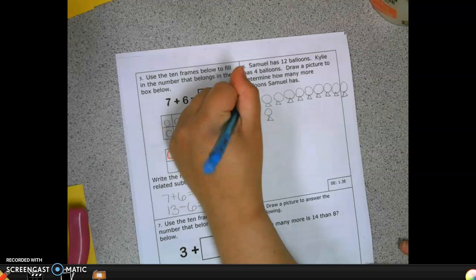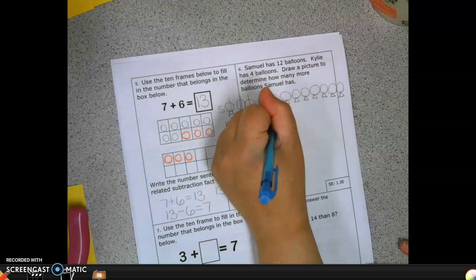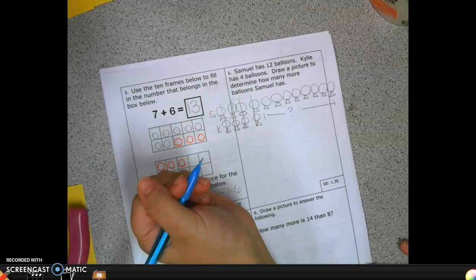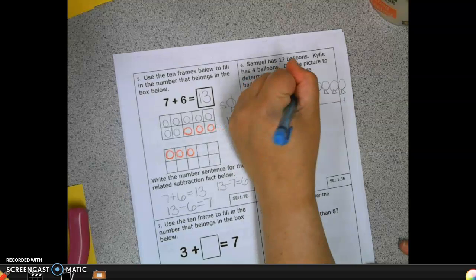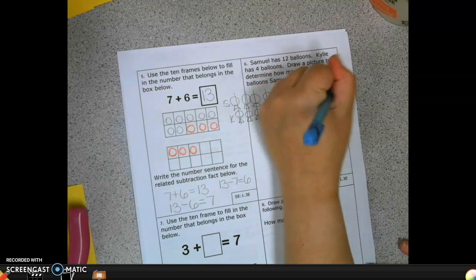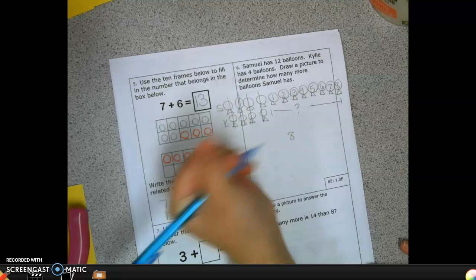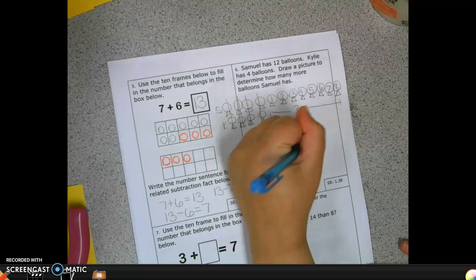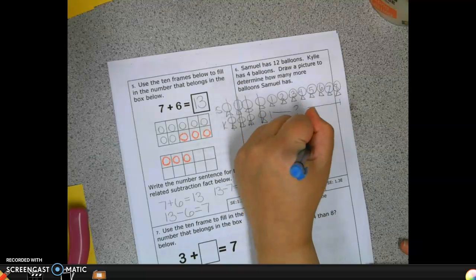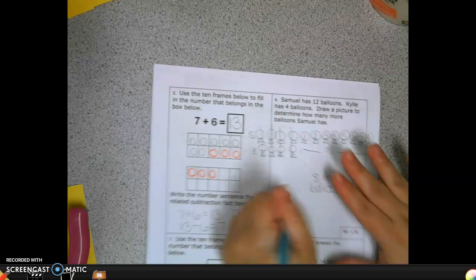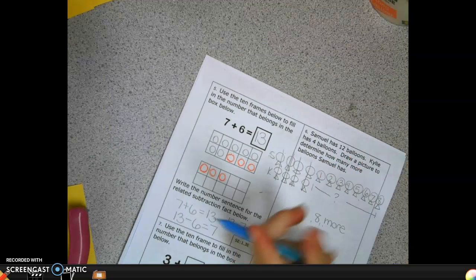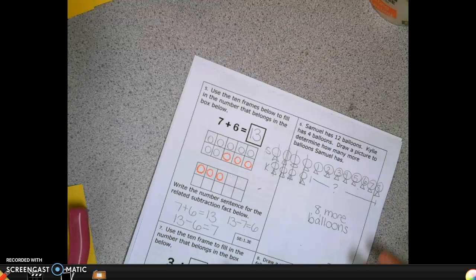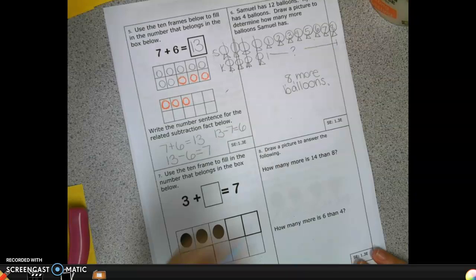I'm trying to figure out how many more balloons Samuel has. So I know these are equal, these are equal, these are equal, these are equal. So this is the information I'm looking for. How many more does Samuel have? So I'm going to count: 1, 2, 3, 4, 5, 6, 7, 8. So I know he has 8 more balloons. And notice I'm writing 8 more balloons. It's very important I label what I'm doing my math with, because otherwise I don't know what that is. It could be 8 giraffes, it could be 8 llamas. I need to be very specific to say he has 8 more balloons.